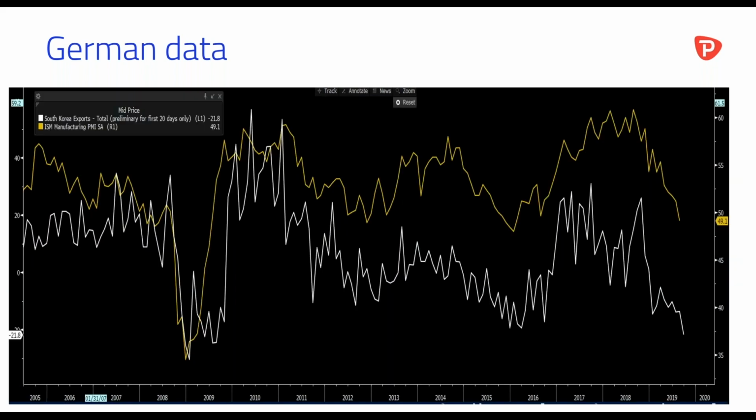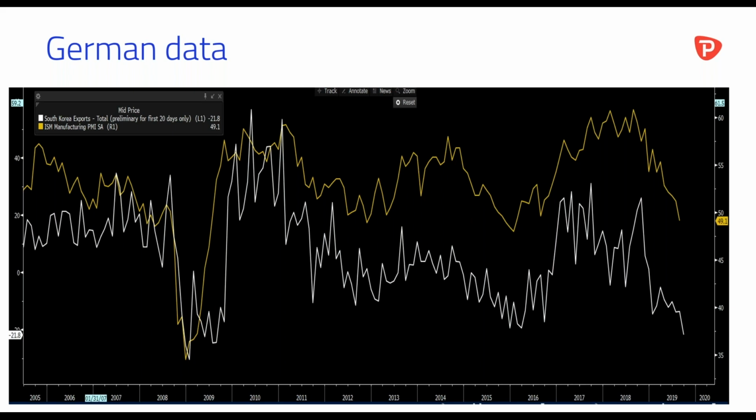You've got Korean exports there, which have fallen 21.8%, which you can see as the white line. And if you look at that against the manufacturing numbers in the US, you can see that they've had a pretty strong correlation. So that's manufacturing at 49.1. We get the next manufacturing number in the US coming out on the 1st of October.